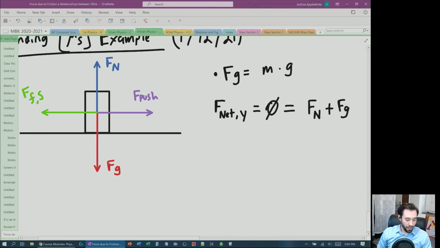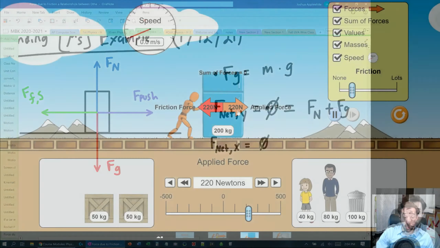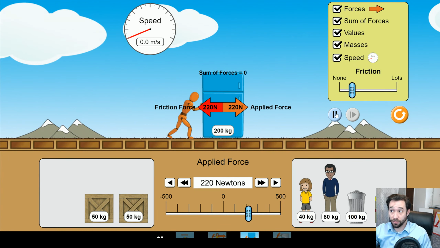Cool. So just like I did with the y-axis, the sum of the forces in the x-axis must also equal 0, because we can observe that I have not paused it. Time is going on right now. I'm applying 220 to the right. Friction is applying 220 to the left. The sum of my forces is 0. So therefore, the state of motion is not going to change.